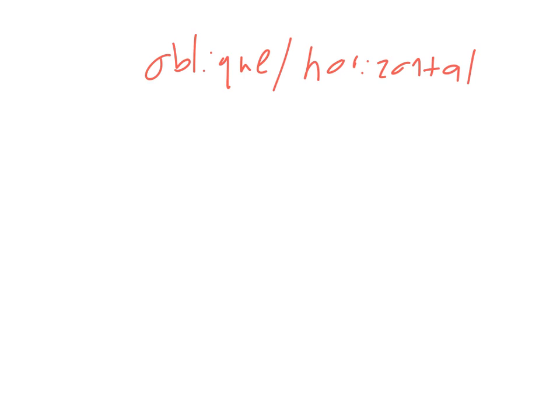Okay, so the two examples we've looked at so far have both been horizontal asymptotes. So what do you think this last one's going to be? It's going to be oblique, all right? And this is the case when that happens.